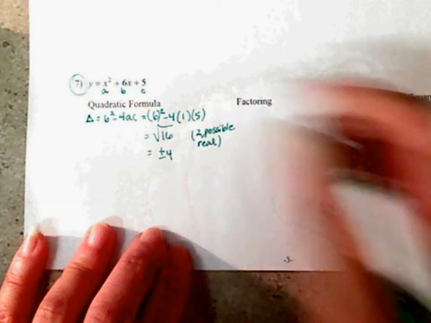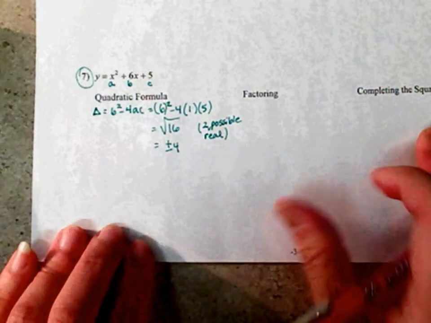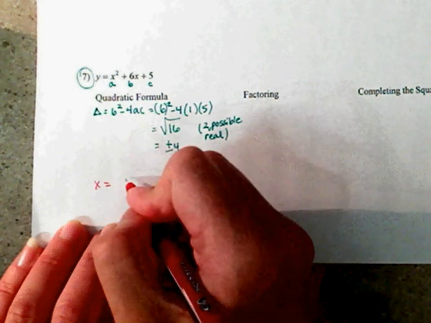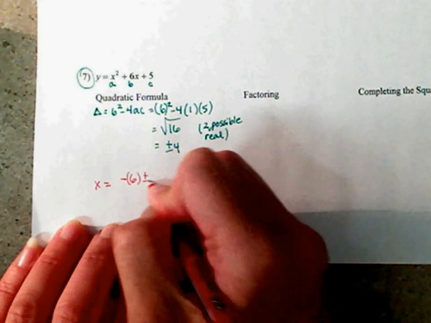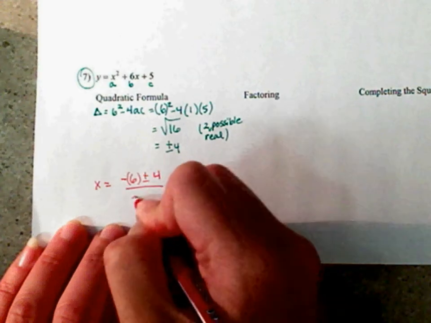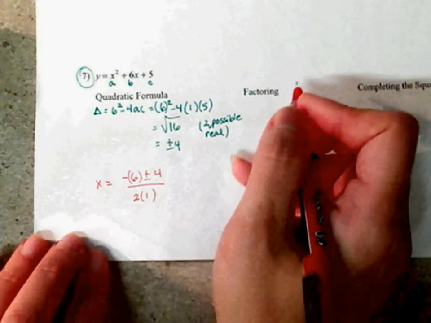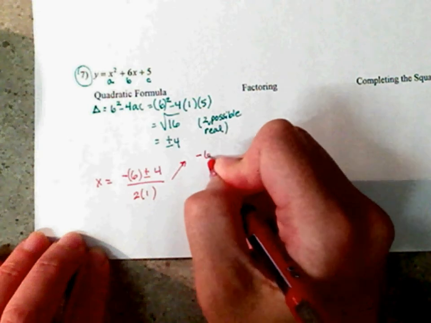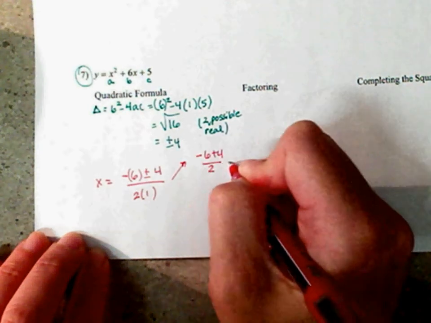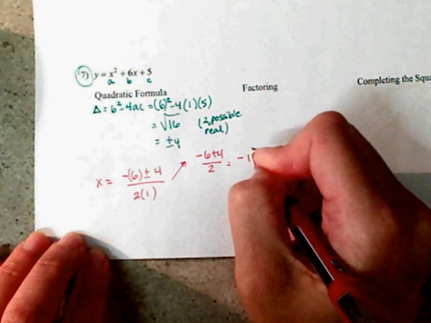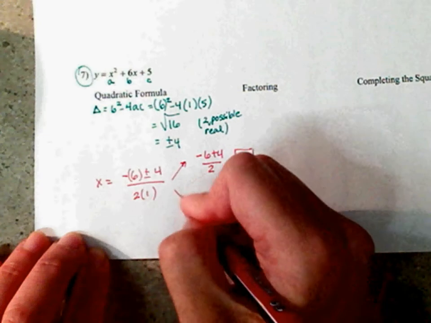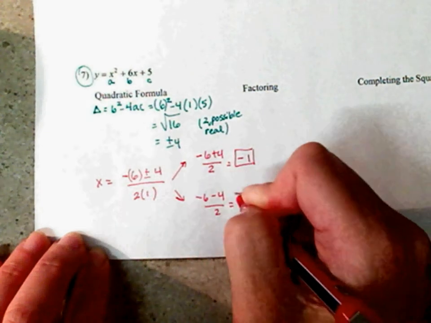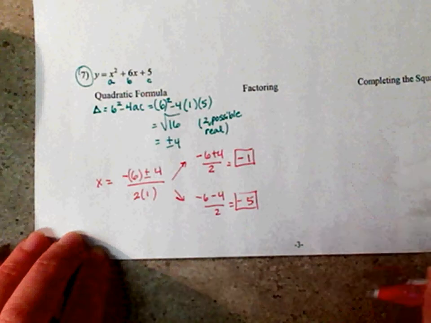Plug it into your quadratic formula. What is it? Negative b, what's your b? Negative 6 plus or minus 4 divided by 2 times a, okay? Solve for each one of them. So you have negative 6 plus 4 divided by 2. That comes out to be negative 1. Do it the other way as well. Negative 6 minus 4 divided by 2. That comes out to be negative 5. And there you have your quadratic formula.